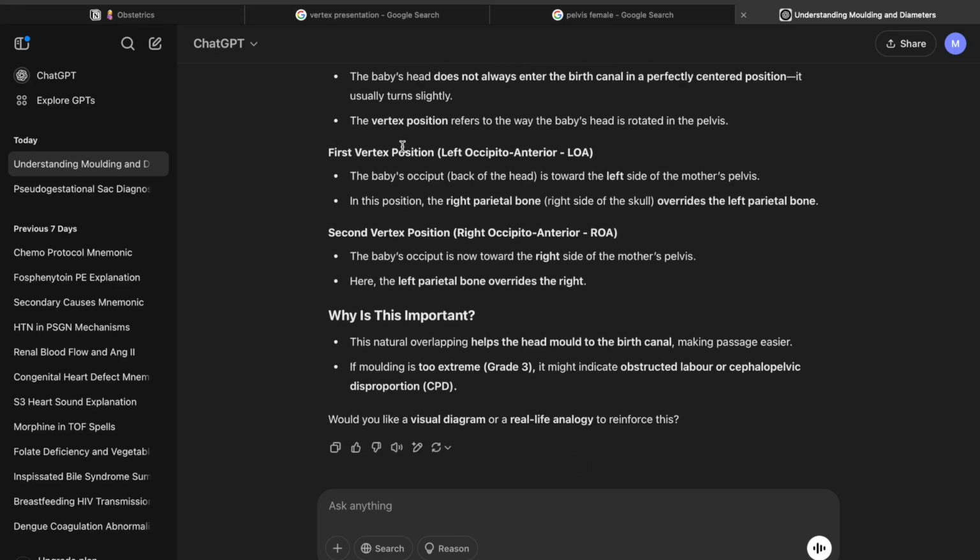First vertex position. The baby's occiput, the back of the head, is towards the left side of the mother's pelvis, the left occiput. So this is LOA, left occipito anterior. This seems to be the most commonly held position by the fetal skull: the baby's occiput towards the left of the maternal pelvis.